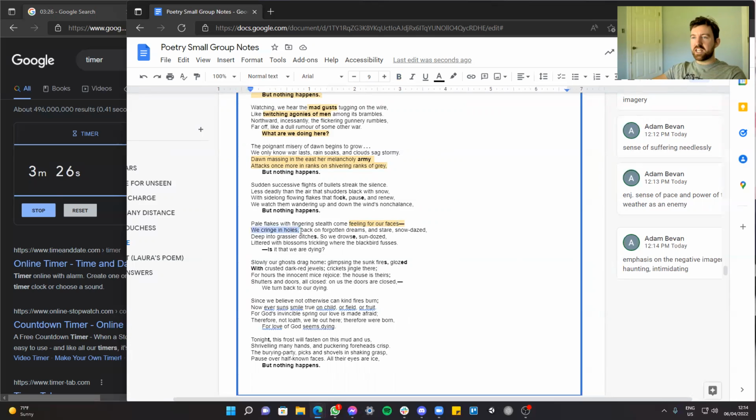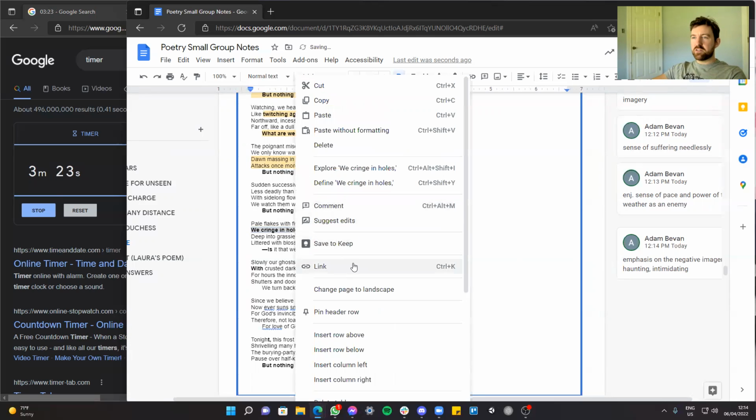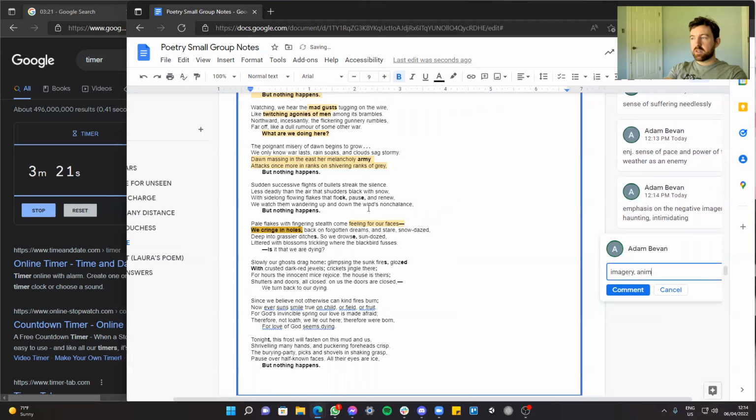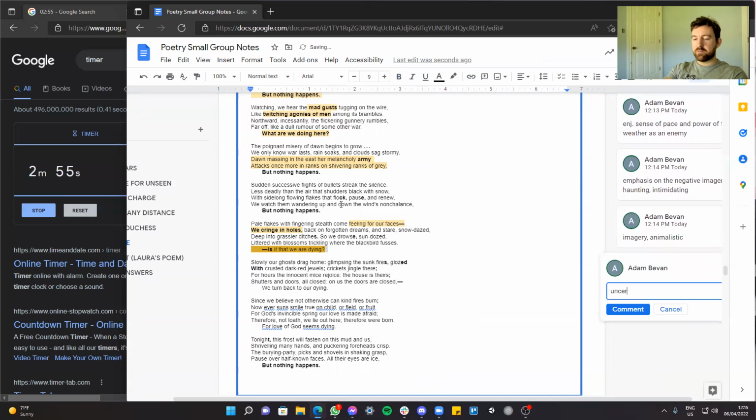We cringe in holes. So the imagery of this is very animalistic, because we get this sense that the soldiers are reduced to nothing basically here. Back on forgotten dreams and stare, snow gaze deep into grassier ditches. So we drowse, sun-dozed, littered with blossoms trickling where the blackbird fusses. Is it that we are dying? So obviously that hyphenation emphasizes this uncertainty of life or death, which is certainly another way that we could think about suffering.